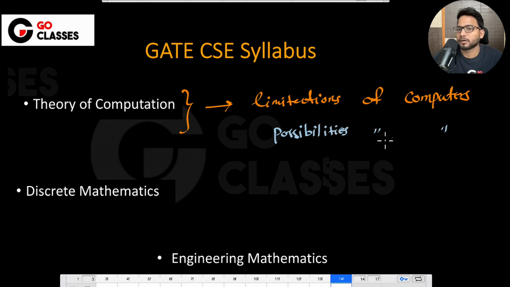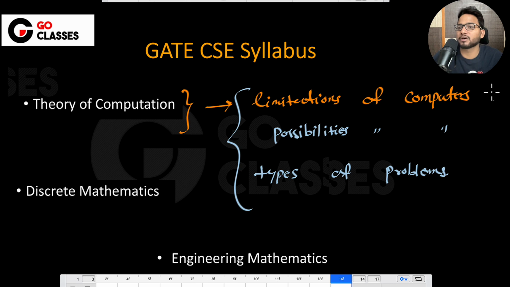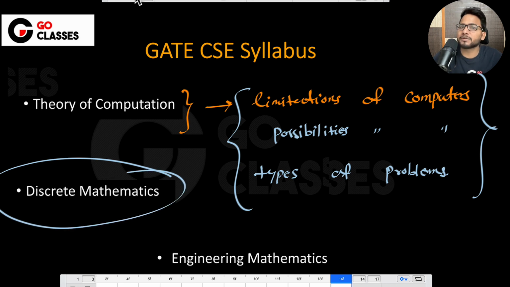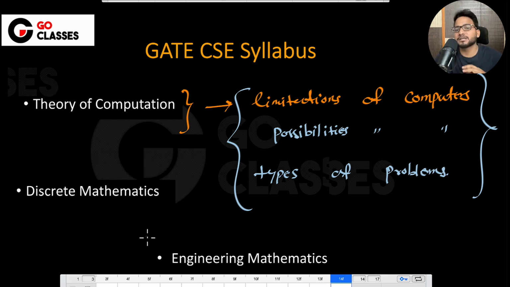The possibilities of the computer: what are the different types of problems that a computer can solve, and even what are the different types of problems that exist in the world. So that's where we need the theory of computation, where we will get to understand the limitations and the possibilities of the computer. And why do we need discrete mathematics? Discrete mathematics is needed to understand the basic logic behind everything. It is like an aptitude kind of subject where you get to understand the basic things.